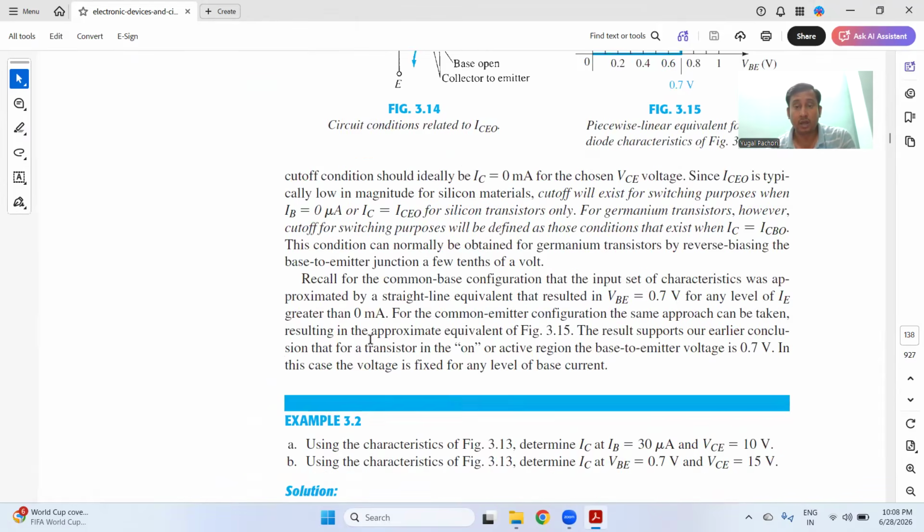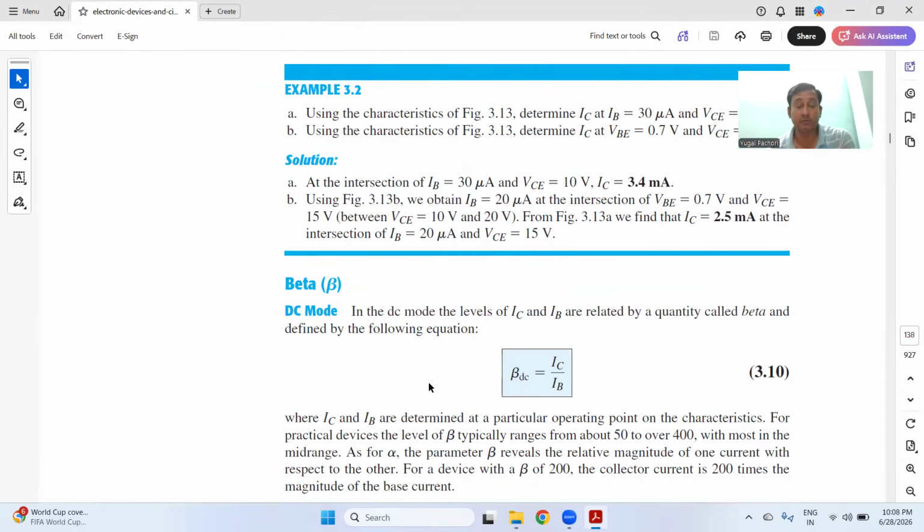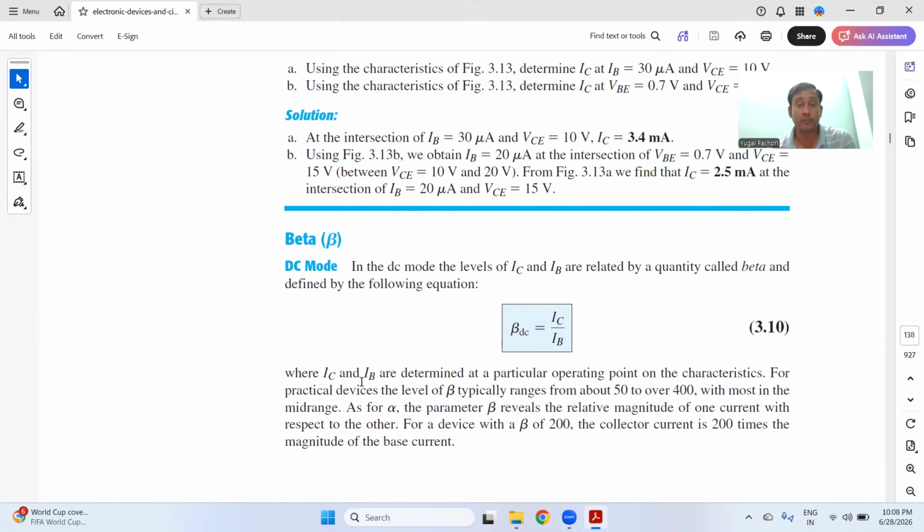And this is the common emitter current gain, which is denoted by beta. And beta is equal to IC over IB. And what is the value of beta? Beta is from 50 to 400. It is 50 to 100, sometimes 200 or 400. These are the general values; the typical value of beta ranges from 50 to 400. Whereas the value of alpha is from 0.9 to 0.998.